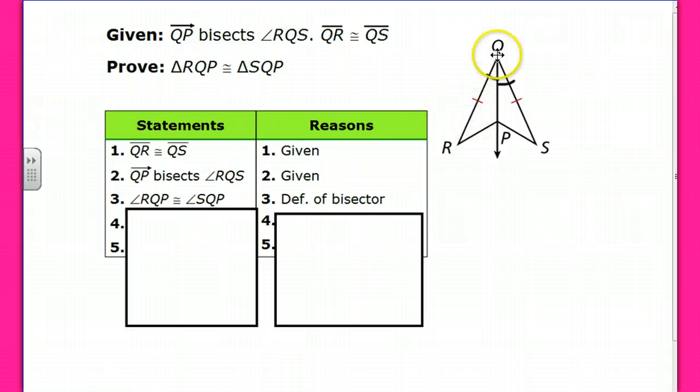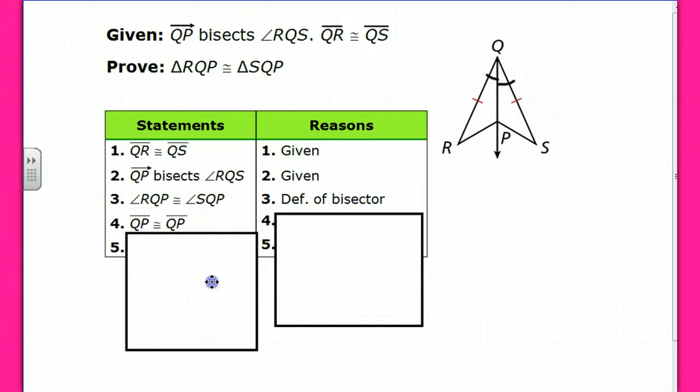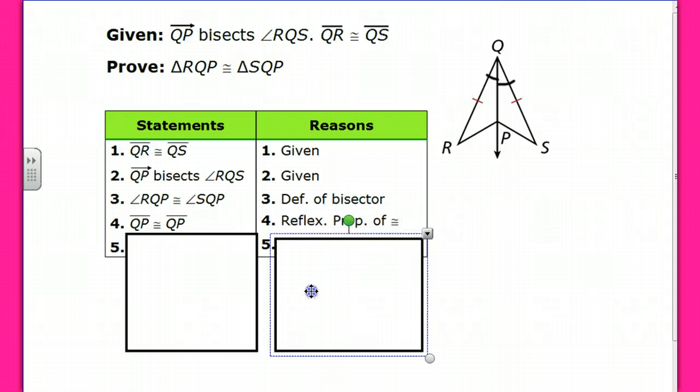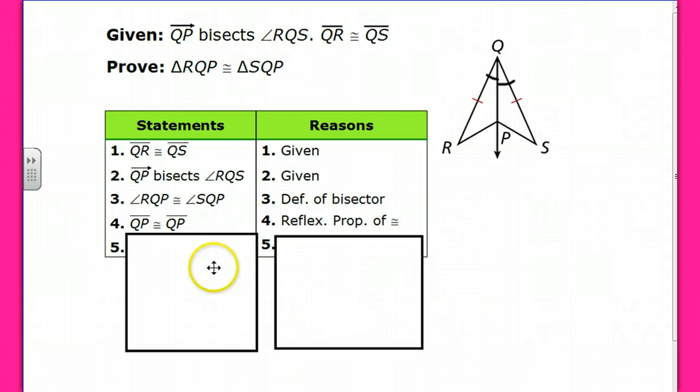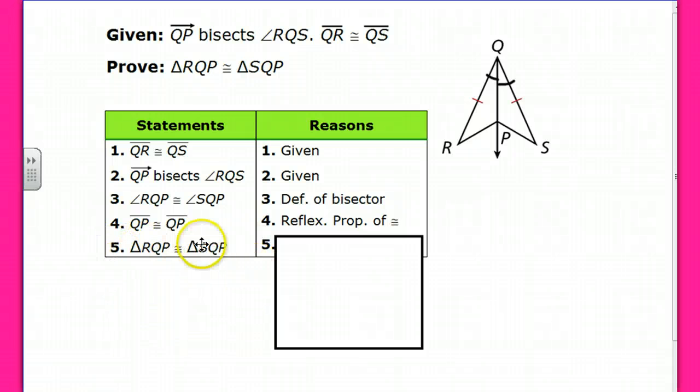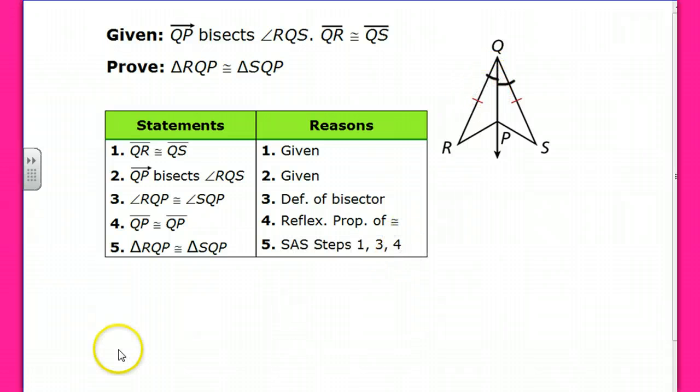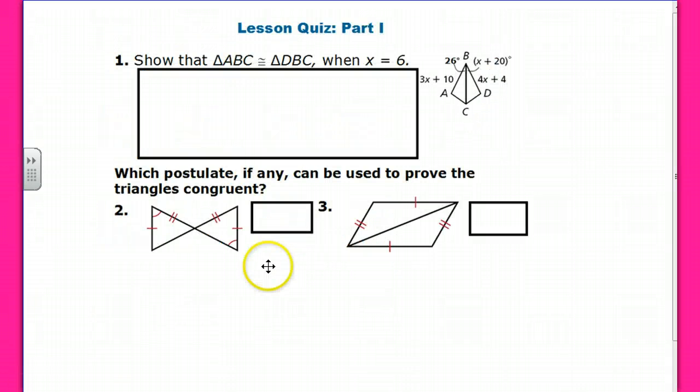So now we have side and angle. We just need this side, right, to prove these triangles are congruent. So can we say that QP is congruent to QP? Yes, we can. The reason is reflexive property. So we are able to say that these two triangles are congruent based on side, angle, and side postulate. Pause and come back and check your work.